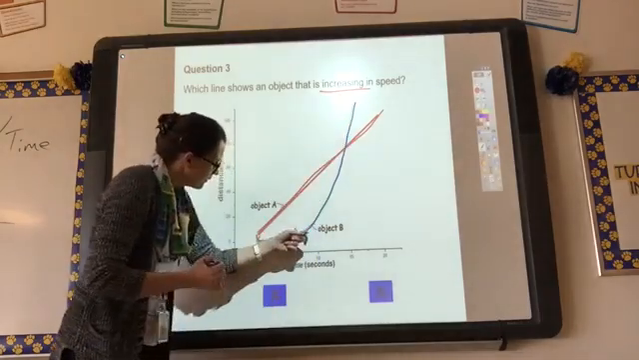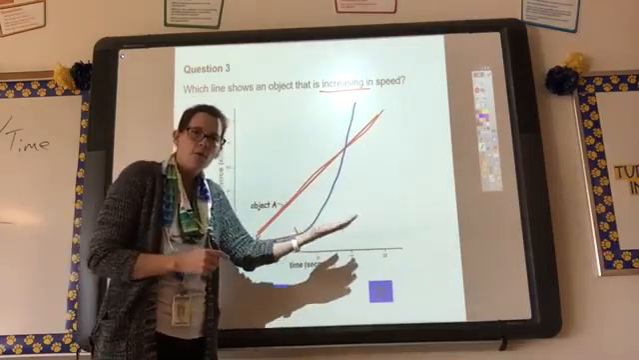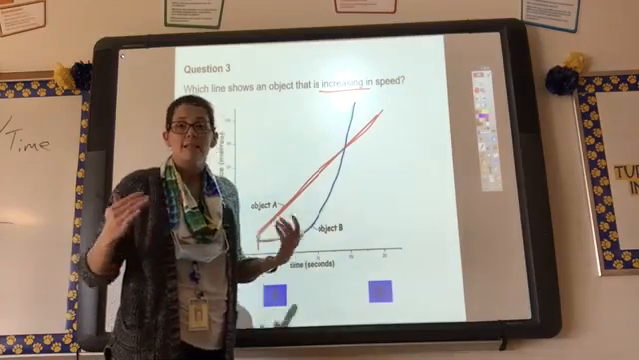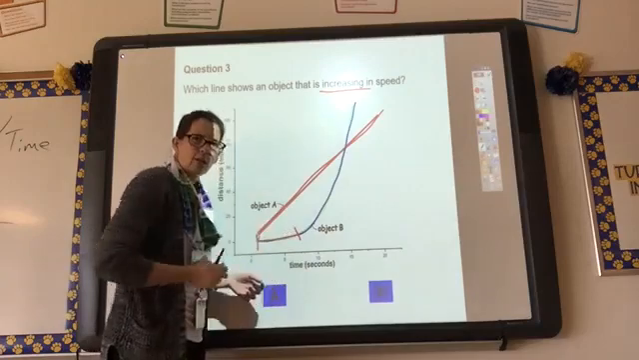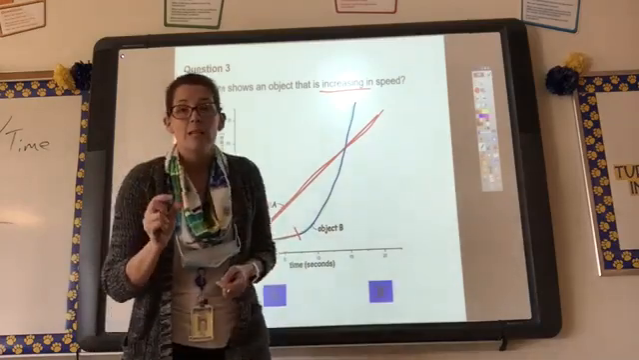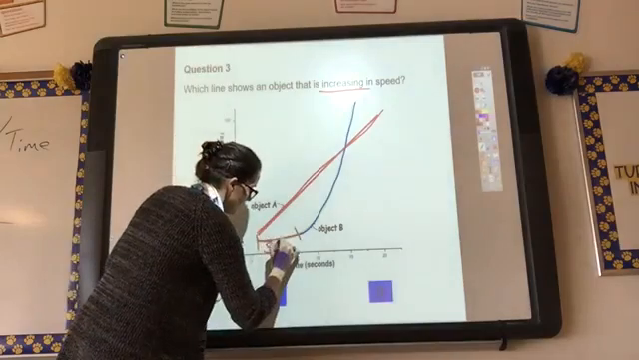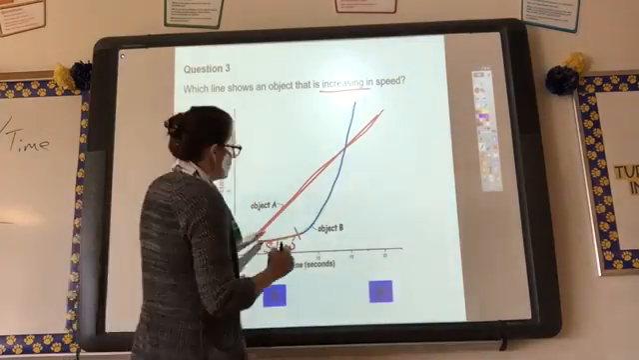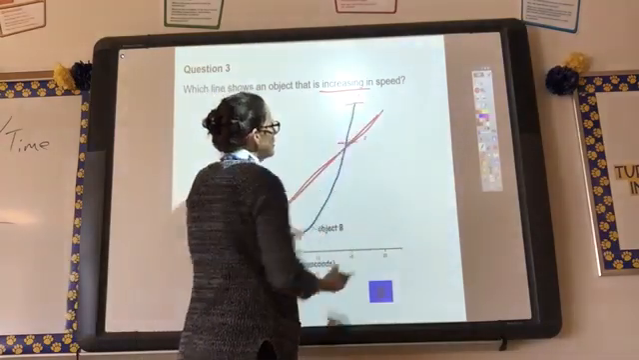If you look at just this part right here, that line is almost horizontal. And if it's horizontal, that means it's stopped, right? Well, it's not quite stopped. It's got a little bit of an angle on it, so that means they're going really, really slow, okay? So right down here, we're going slow. Well, let's look further up our line, right up here towards the top.